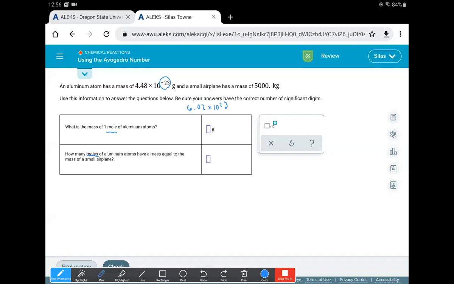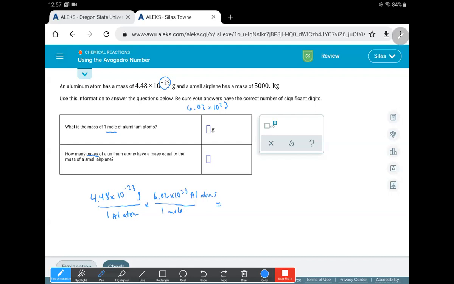So let's do this first calculation. We're trying to solve for grams. We have 4.48 times 10 to the minus 23rd grams per aluminum atom, and I'm going to say per 1. Now, I'm going to cancel that by saying there are 6.02 times 10 to the 23rd aluminum atoms in 1 mole. Notice my 6.02 is by the object that I'm counting, not by the 1 mole. So don't flip that. That is a very common mistake.